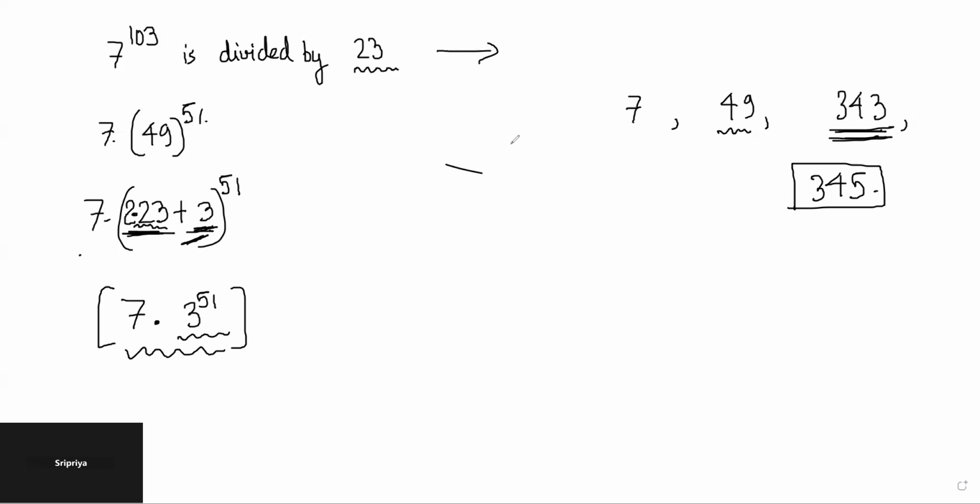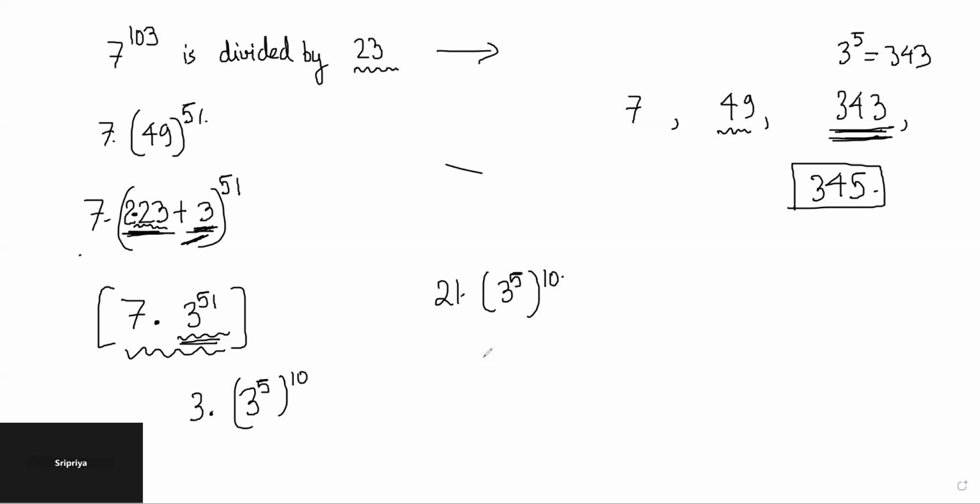So maybe we should have used that. For example, 3 power 51, we can say is 3 into 3 power 5 to the power 10, right? So 3 power 5 is 243. So this becomes 21... Isn't 3 power 5 243?